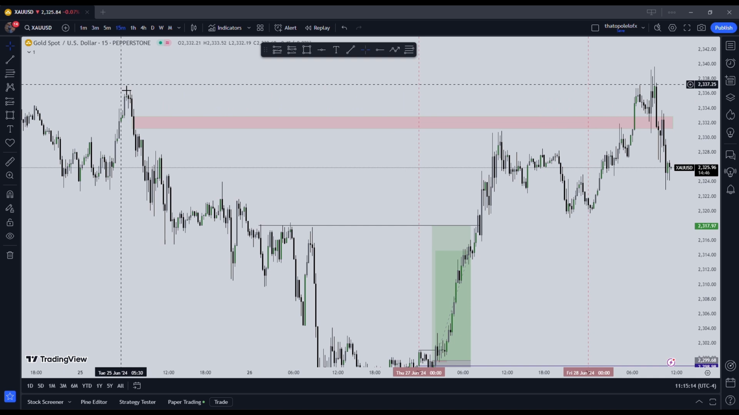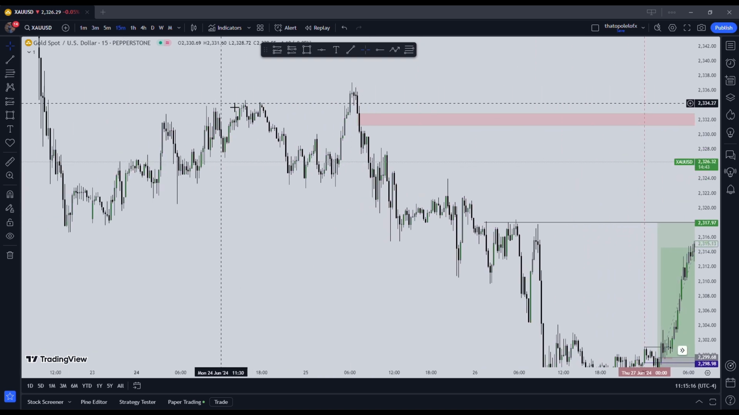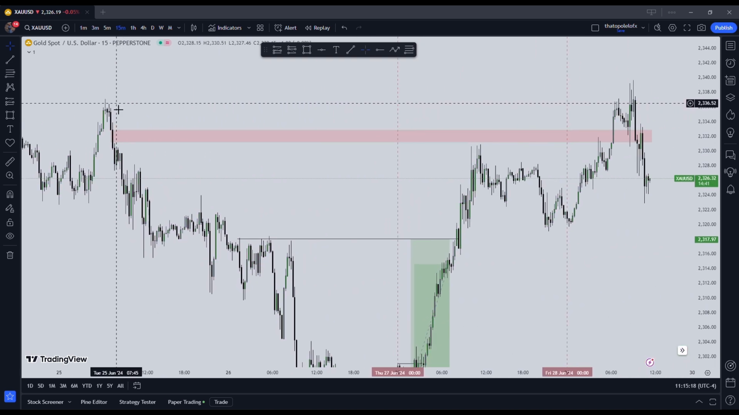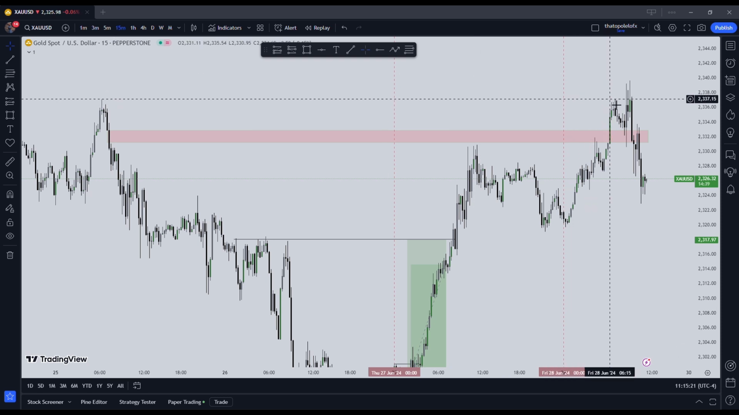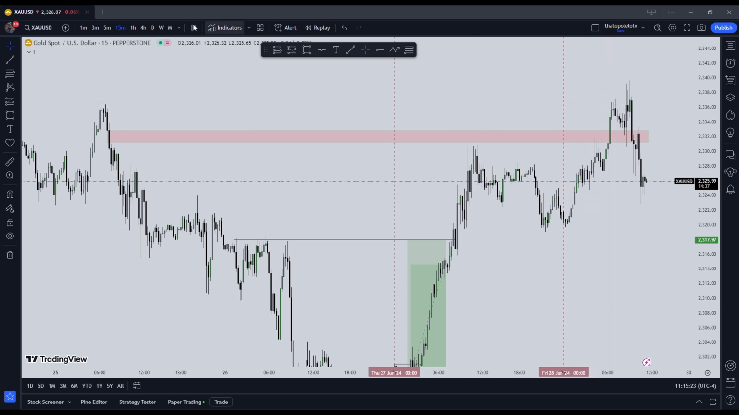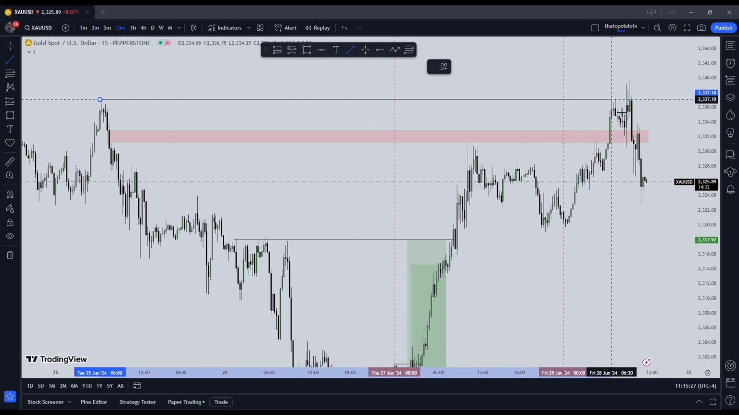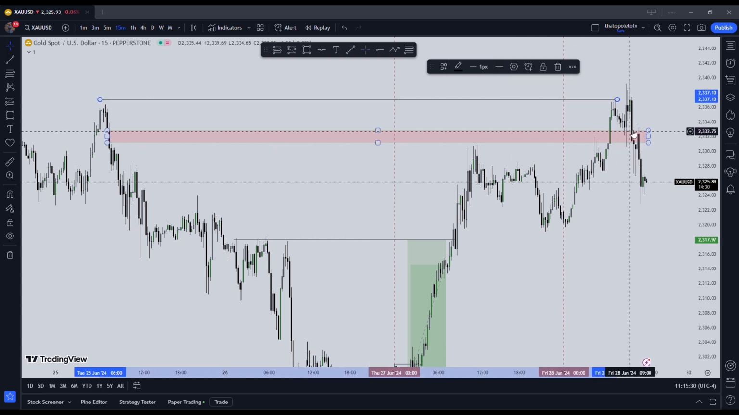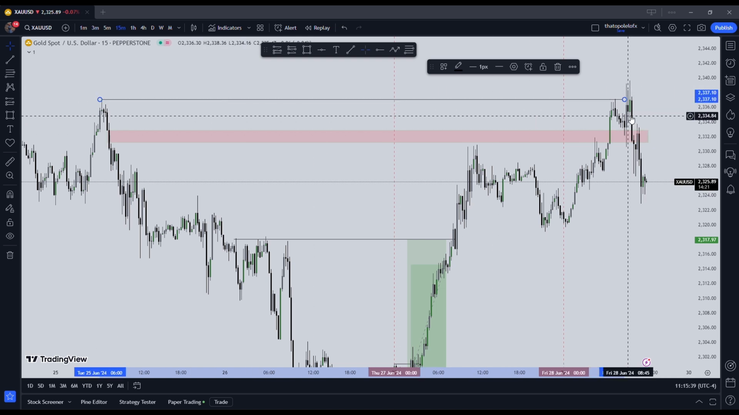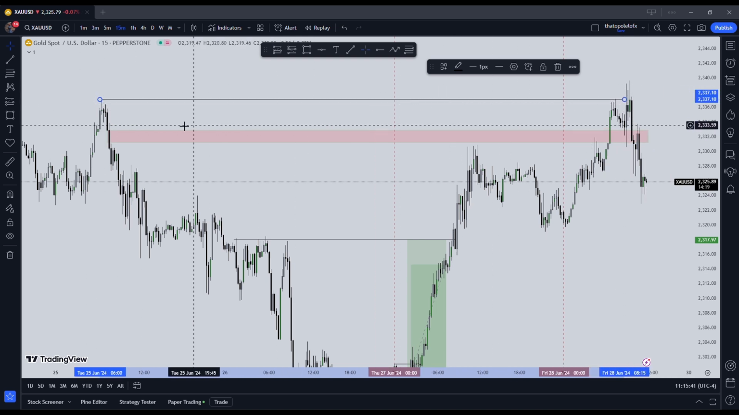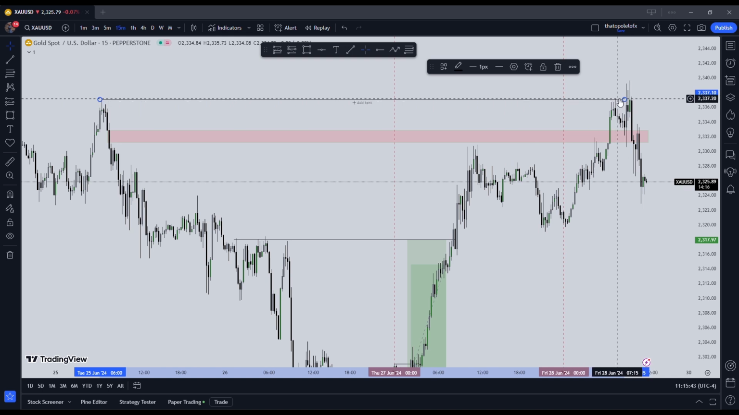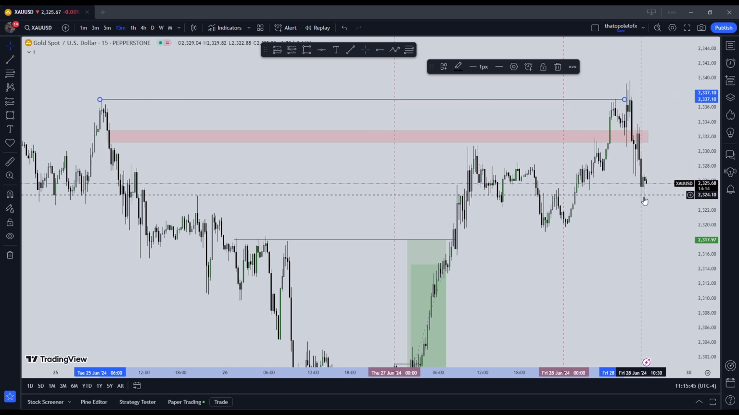And price took out this high because these are relatively equal highs, and there's a high also here. This high and this high are equal. So if you were trading from this point, you would target these highs. You'll be targeting these two highs. And look what happened. Immediately when price took these relatively equal highs, it ran rapidly down.